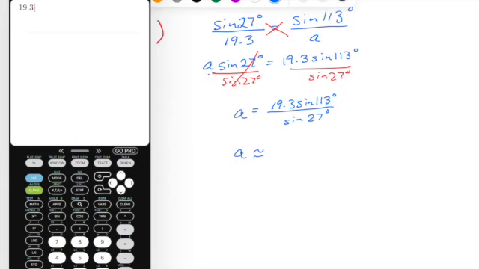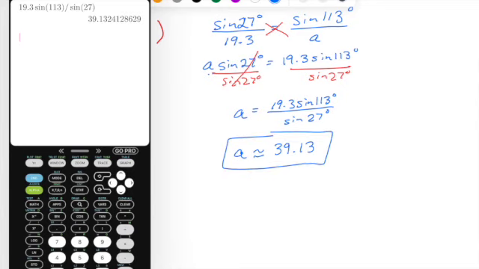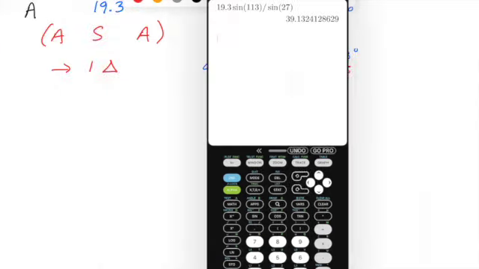Let's see, 19.3 times the sine of 113 divided by sine of 27. Enter, and side A is approximately 39 point, and we didn't specify how to round, so we'll go good 2 places here. A is about 39.13. Okay, so that's that.